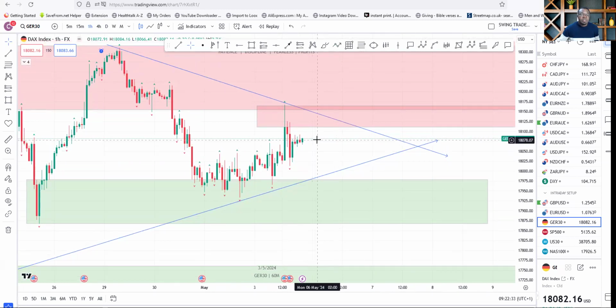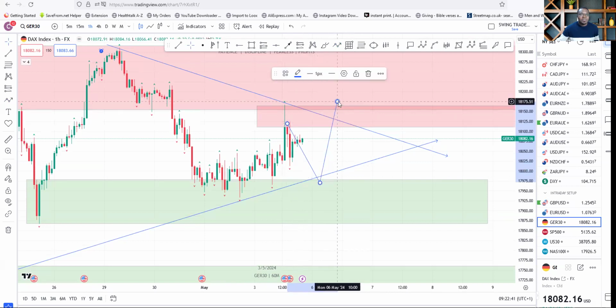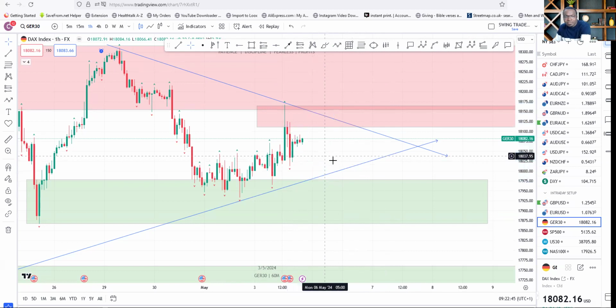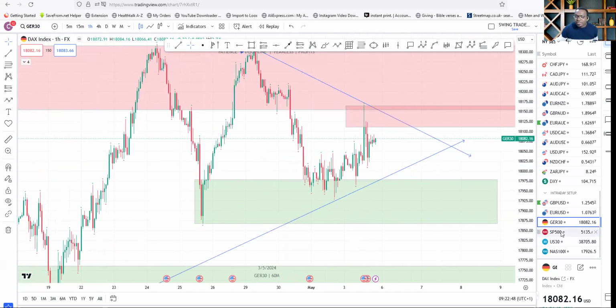Remember the market is bullish. So you want to buy the market, not really sell. So you will still need to wait for price to come all the way down here before you can look for opportunity to buy, irrespective of what you're doing. So again, we are still buying the market. So this is what I'm looking at on GER30.